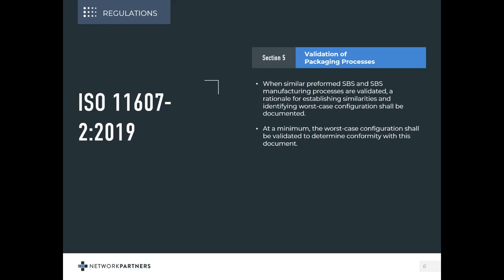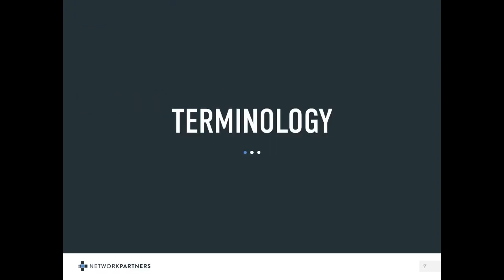The other one, as we all know, is ISO 11607 Part 2 for process validations. When similar preformed sterile barrier systems are used for your manufacturing processes, you can create a worst case scenario or justification so you don't have to test everything. But it's up to us as engineers to figure out the best way to author that justification. And I'll show you what that looks like as well. I have a couple examples at the end of this presentation.